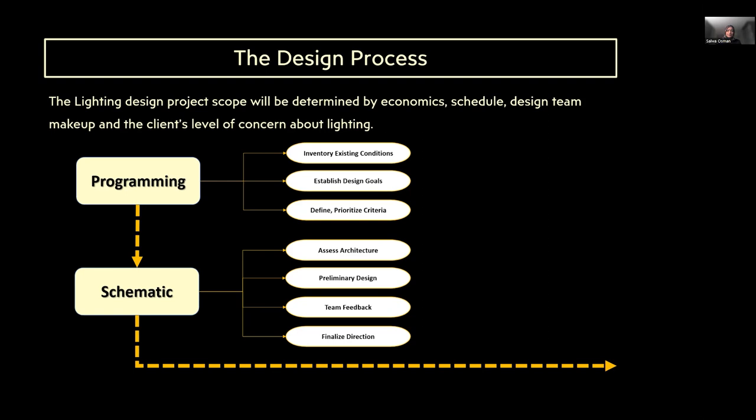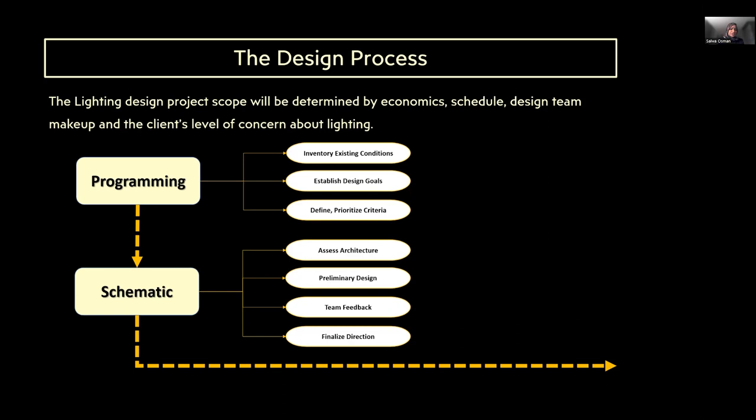And the flow chart that you're looking at here is also continued on the next page. This flow chart represents a full scope of a typical lighting design process. Most projects would comprise only 3 to 5 of these steps. The first step is basically programming, an inventory of existing conditions. You want to go look at the site or the building, establish design goals, what you want to do with the space, and then define the priorities and the criteria. What are the biggest challenges that are going to define the design direction?